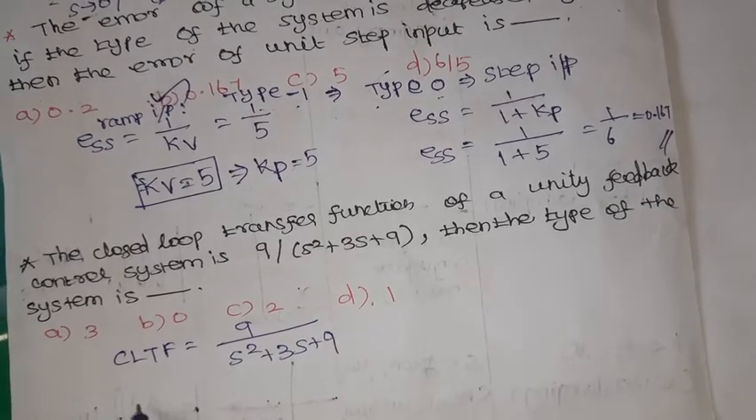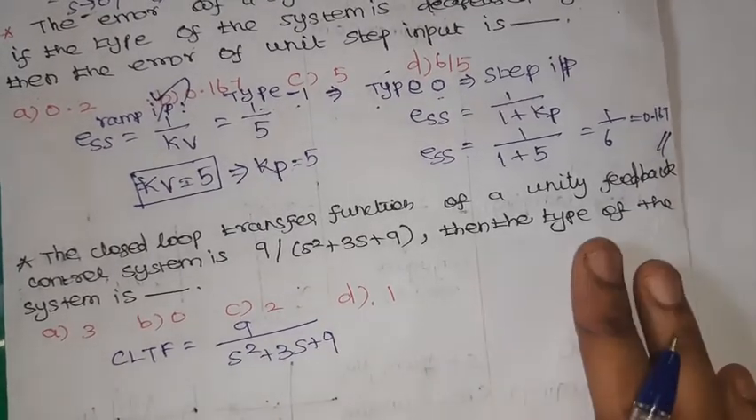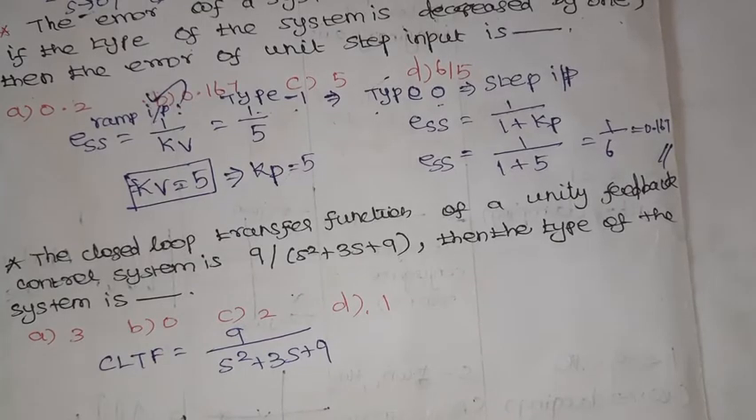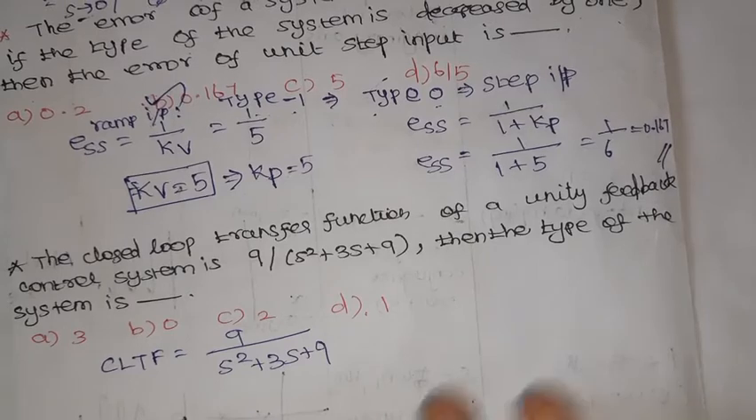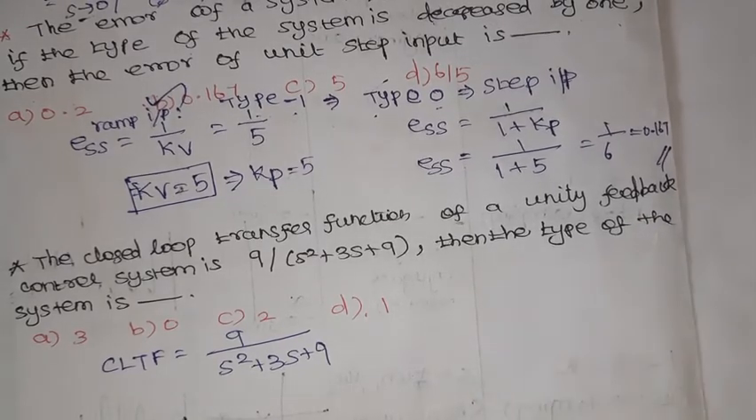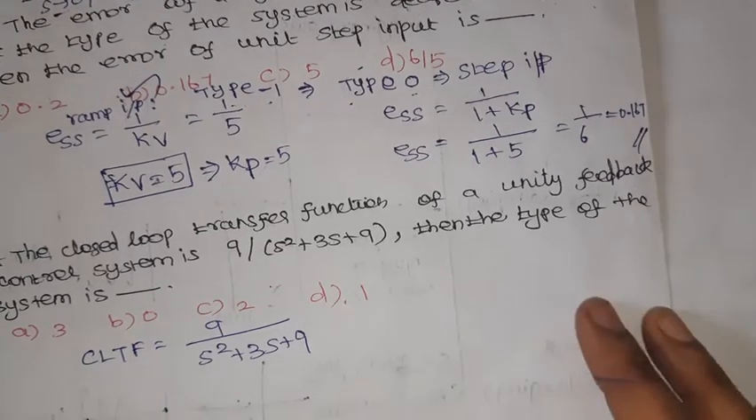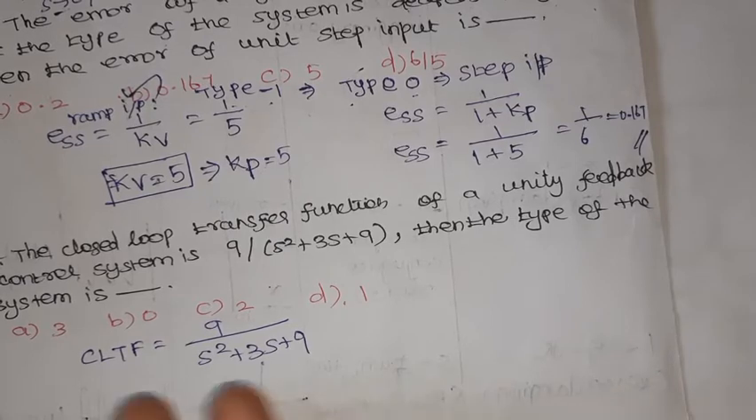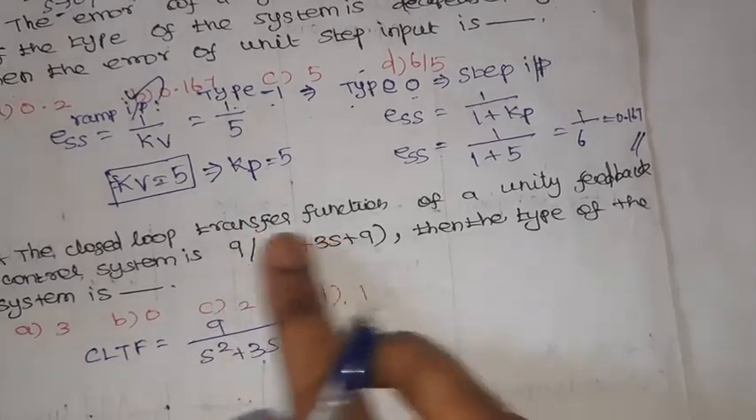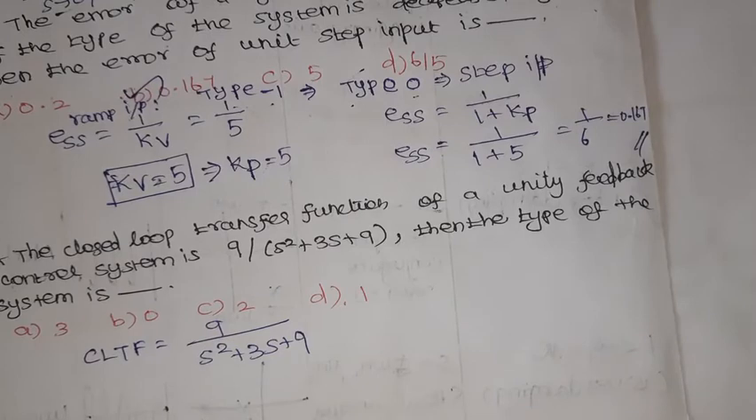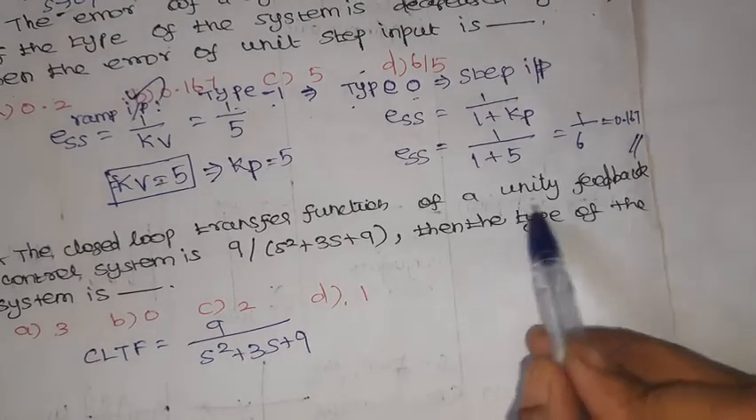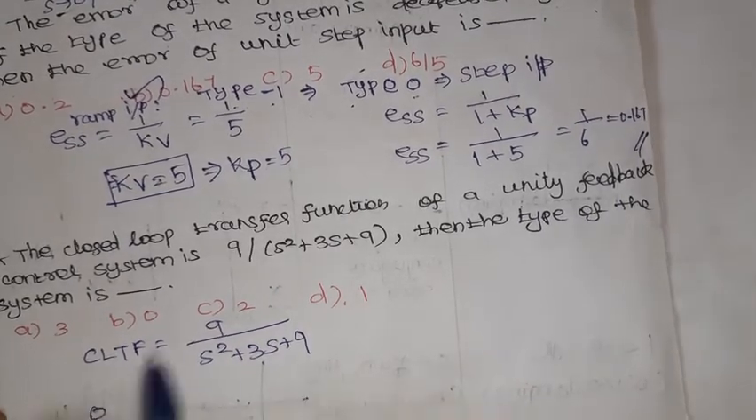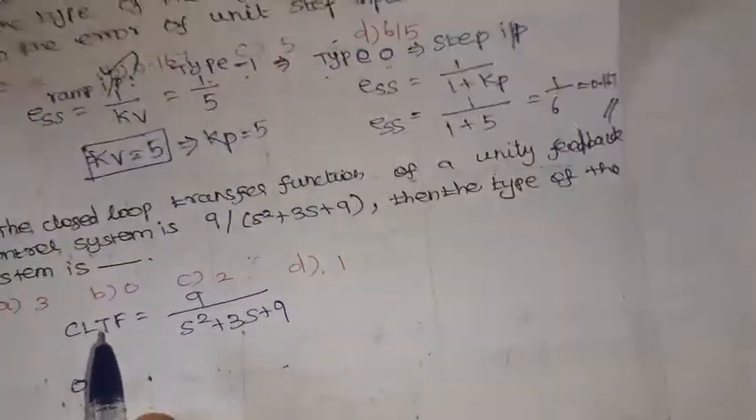Generally we need to find out the type. Every transfer function will have certain type and order. Type is defined only for open loop transfer function. The type of the system is based on the open loop transfer function, but it is given as closed loop transfer function. Closed loop transfer function in case of unity feedback. In case of unity feedback, one shortcut is there.